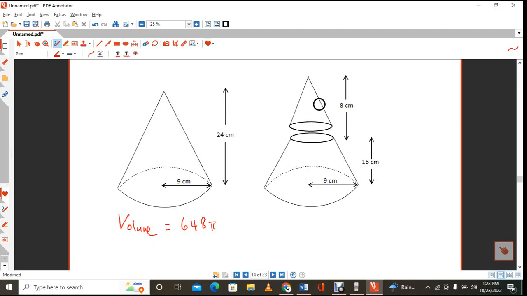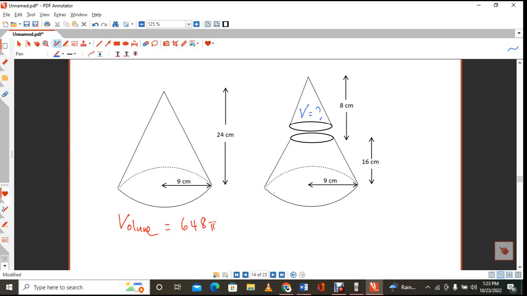We need to find the volume of the small one. So let's calculate the volume of that one. Why? I'm going to take the volume of this cone here and subtract the volume of the small cone over there in order to find the volume of the frustum. But I don't have a radius here, so I can't use the formula to find the volume of the smaller cone. That is not going to help me in any form or shape.